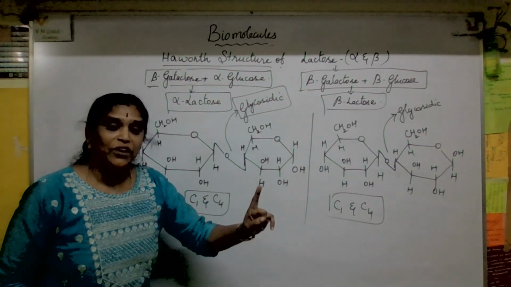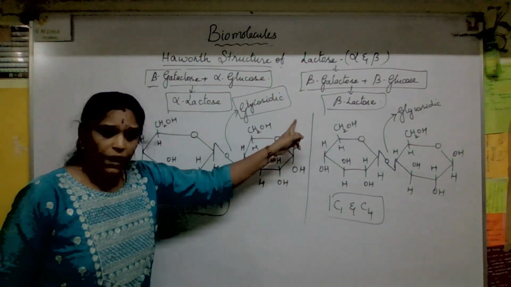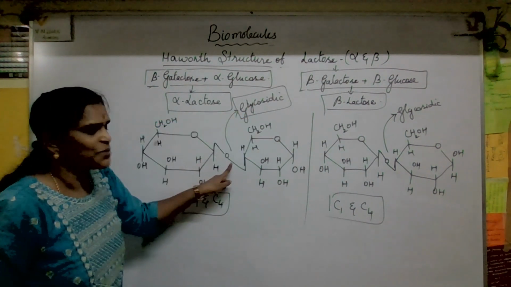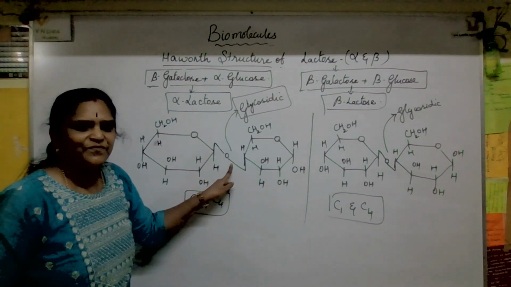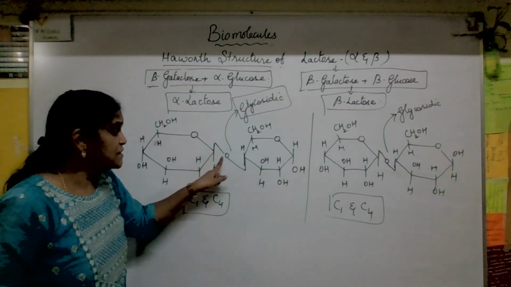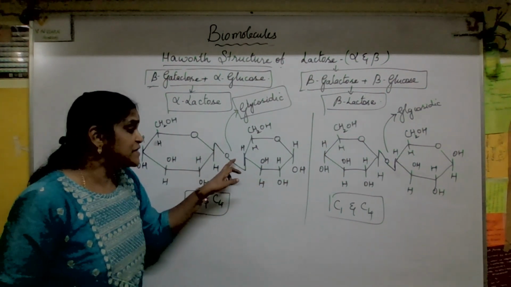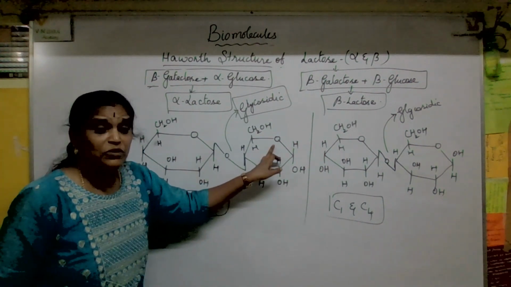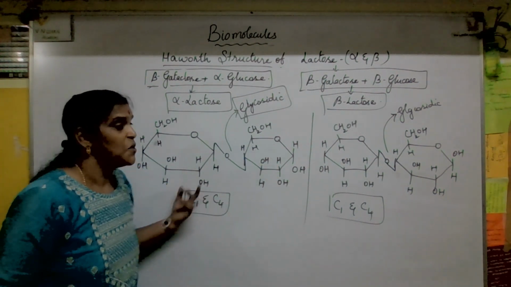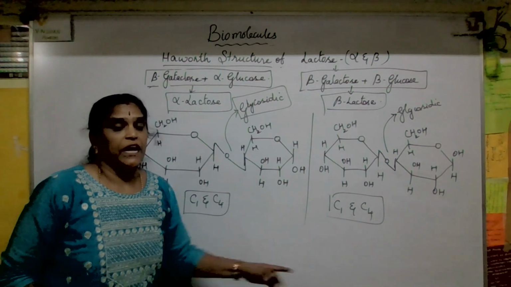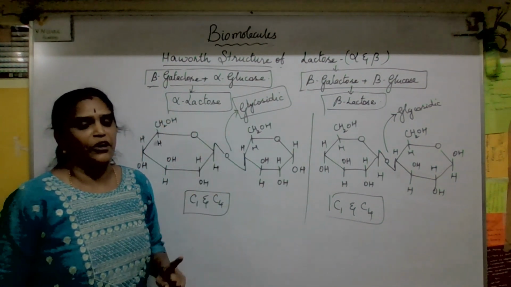Which is the glycosidic linkage? Whether this one or this one? This is the glycosidic linkage, the linkage between two monosaccharides, which is oxygen. It is there because here also oxygen is available. That's what I purposely asked. Hope you're clear with this. Now the next one, sucrose, we are going to see.